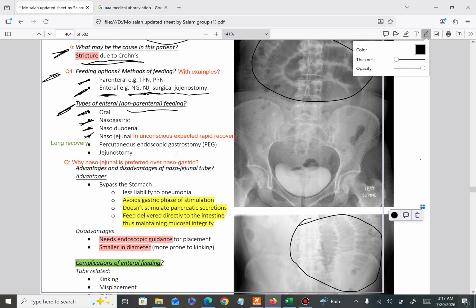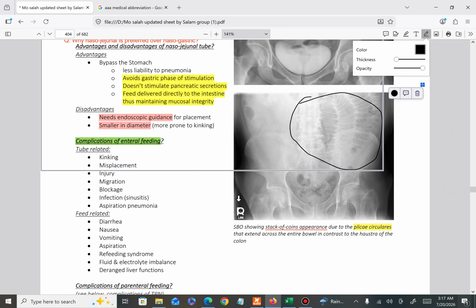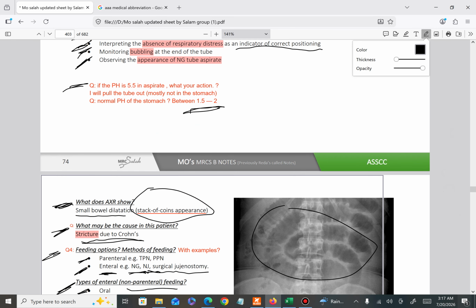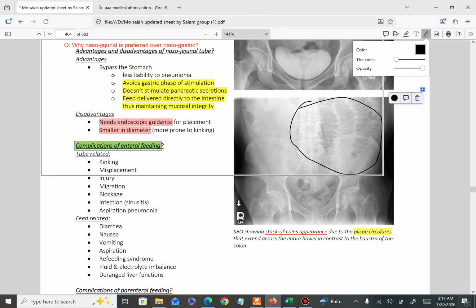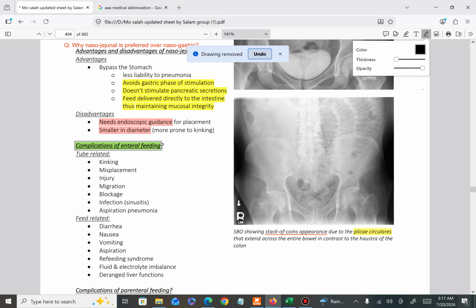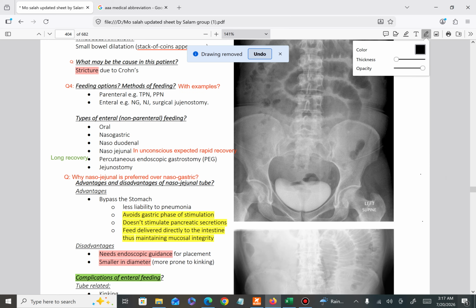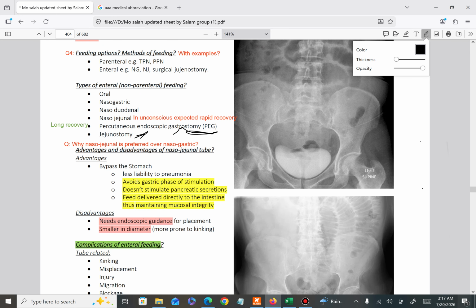Then the percutaneous endoscopic gastrostomy, which is also called PEG, and jejunostomy. So these are the enteral feeding methods.